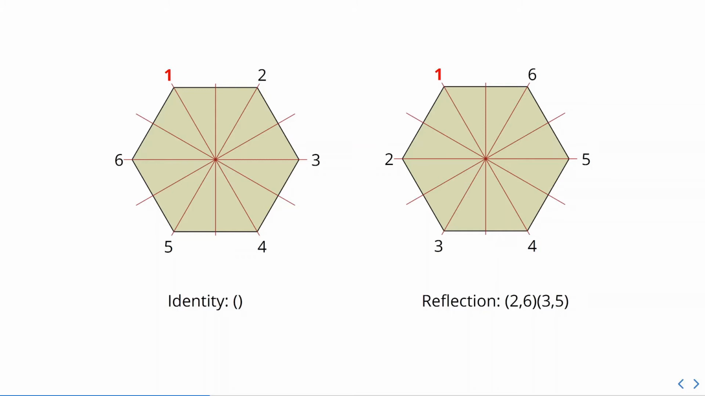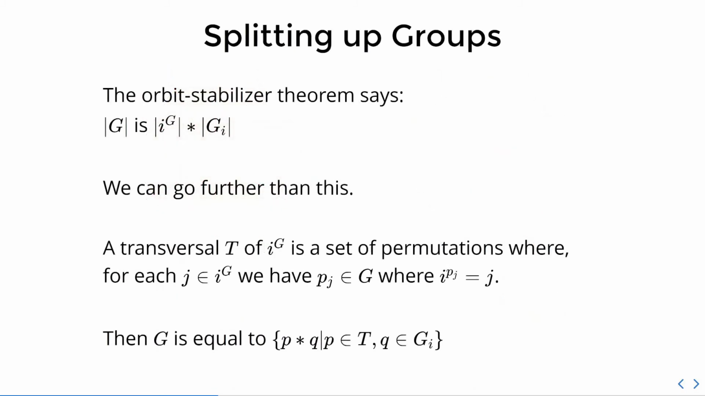You might think, oh, 6 times 2 is 12. That's interesting. In fact, this is generally true. The orbit stabilizer theorem, part of it, says the size of a group is the size of the stabilizer of an element times the size of the orbit of an element. And we can go further than this. This bit's kind of important, and I'm going to give an example if you don't get it, so don't worry.